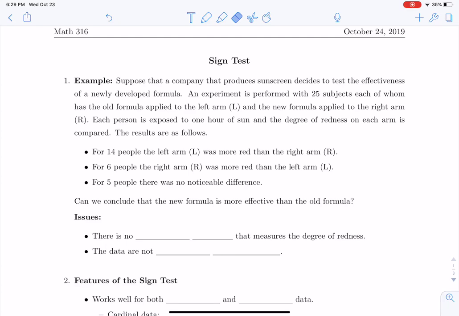Today we're going to talk about another non-parametric test. This one is for paired data, and it's called the sign test. We'll start with an example.